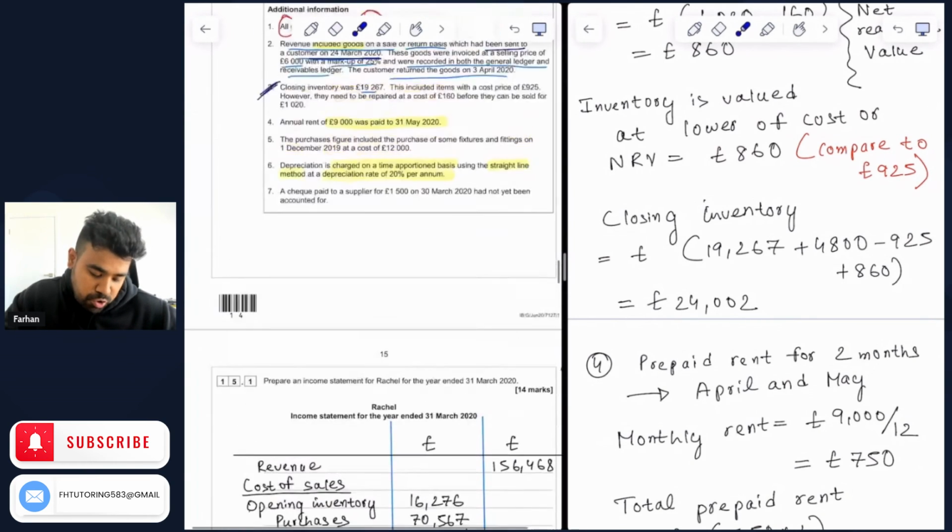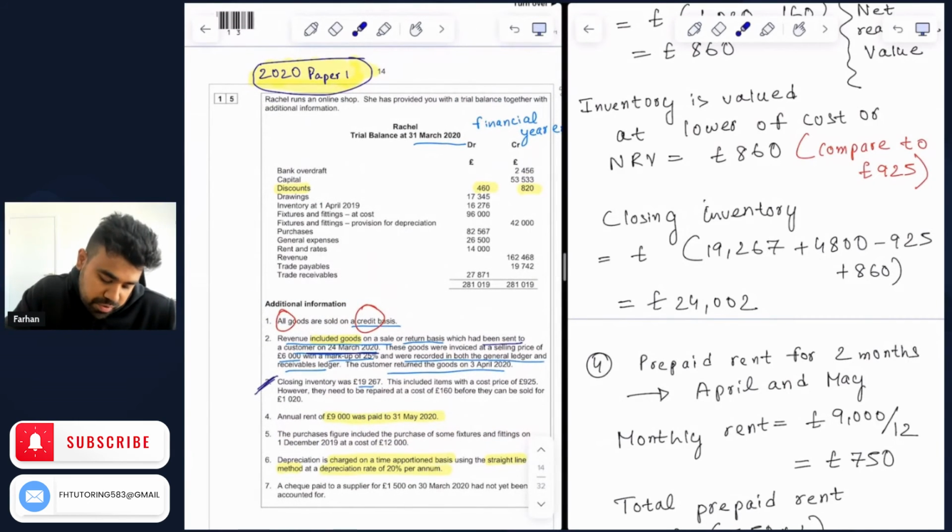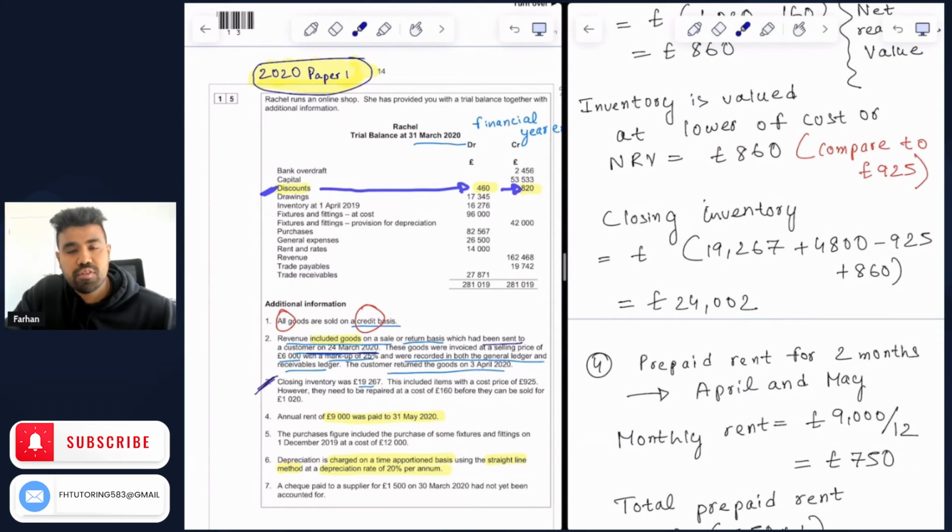We also need to check for any other income that you can have during the year. So if you scan through the trial balance properly, you will see that we have something for discounts, which I've highlighted. So discounts are given on both the debit and the credit side. So what is the difference? The discount of £460 on the debit side refers to an expense, which is known as discount allowed. All expenses are debit, and the discount that is shown on the credit side refers to discount received, which is an income, and all income is credit.